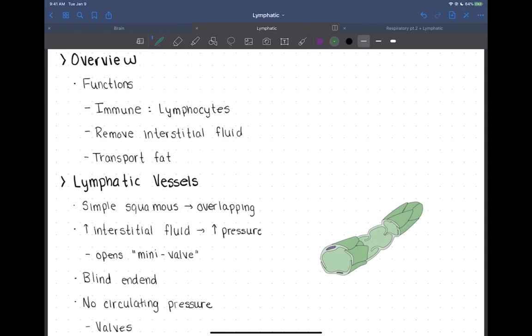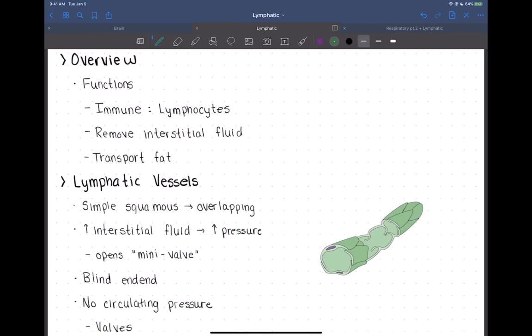And so lymphocytes, right, are involved with the lymphatic system. So in the lymphatic system, lymphocytes are made and they mature and they encounter different antigens, all within the lymphatic system.